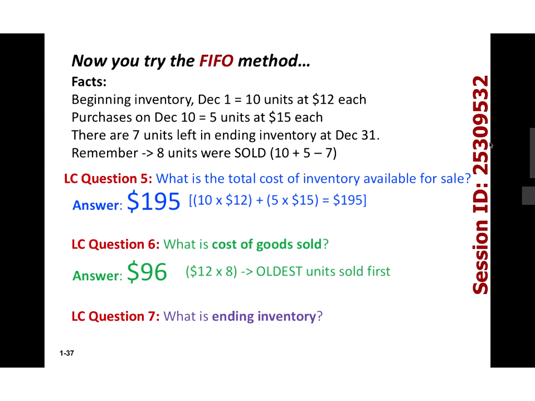Okay, again, your ending inventory, the easiest way to get it is take your total cost of $195, subtract the 96 as cost of goods sold. What's left has to be our ending inventory.